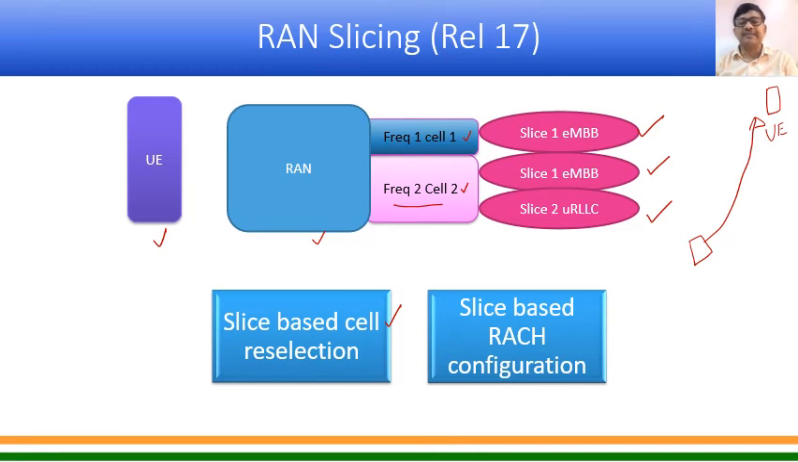And the other thing is slice based RACH configuration. Random access configuration is also now slice based. That means during initial registration also, the support of slices has an impact onto the initial registration process, the random access process, when it synchronizes in the uplink direction.